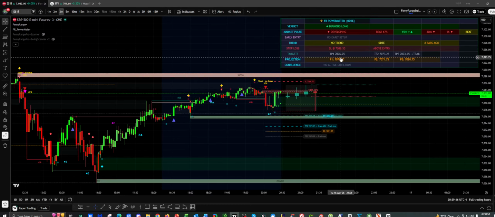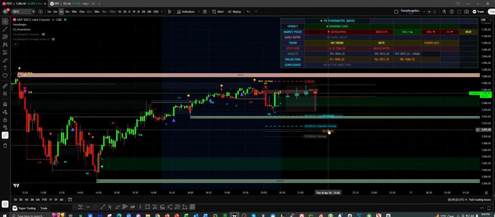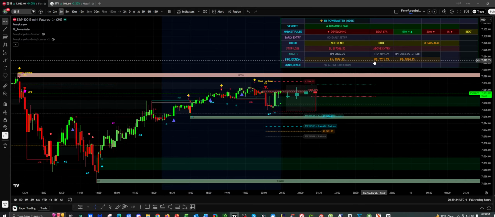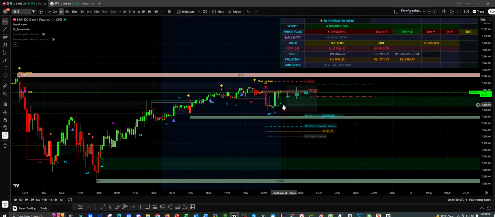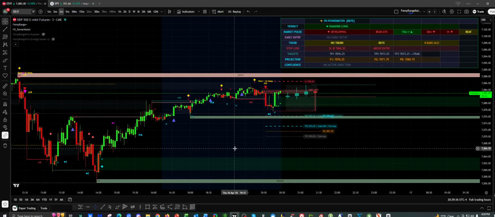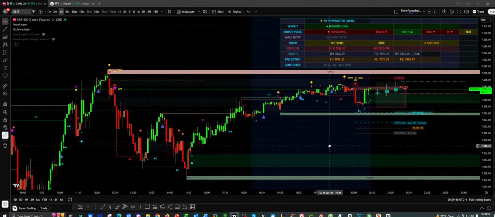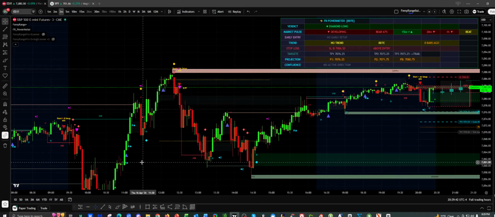So that's the last thing that showed up. The projection is just looking at where price is going to go. You have projection 1, projection 2, and then you have the pullback price. When it pulls back, that's where it's going to pull back to, right? So that's what the tool does in a nutshell. But the best way to enjoy it is when you actually see it live.